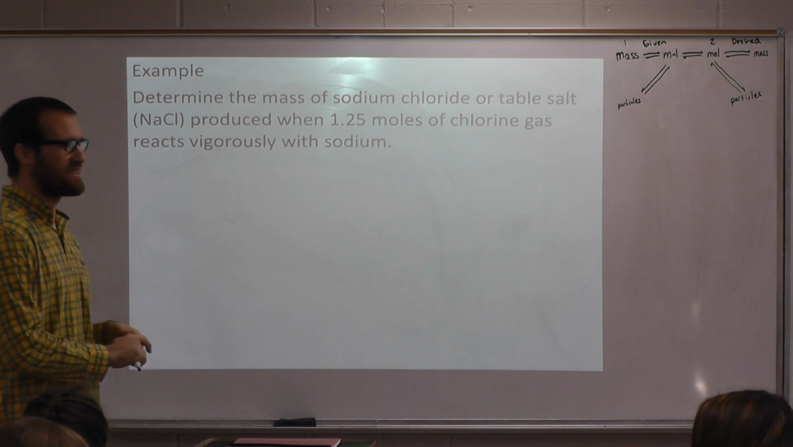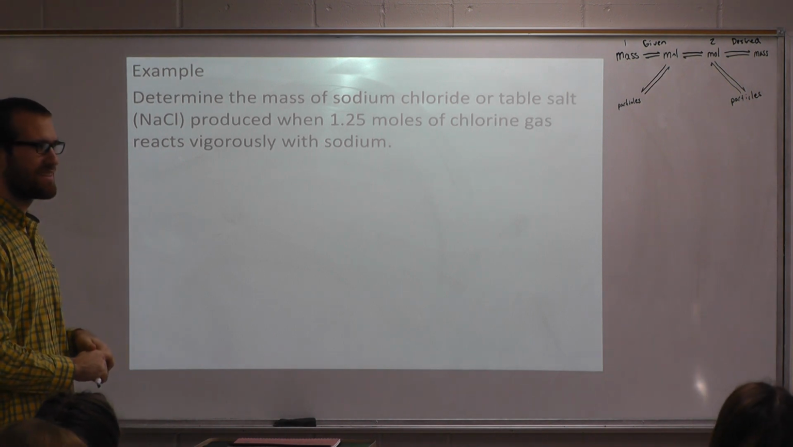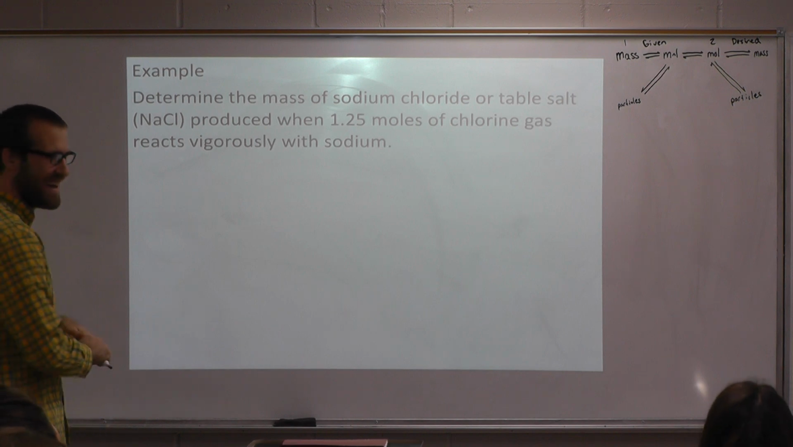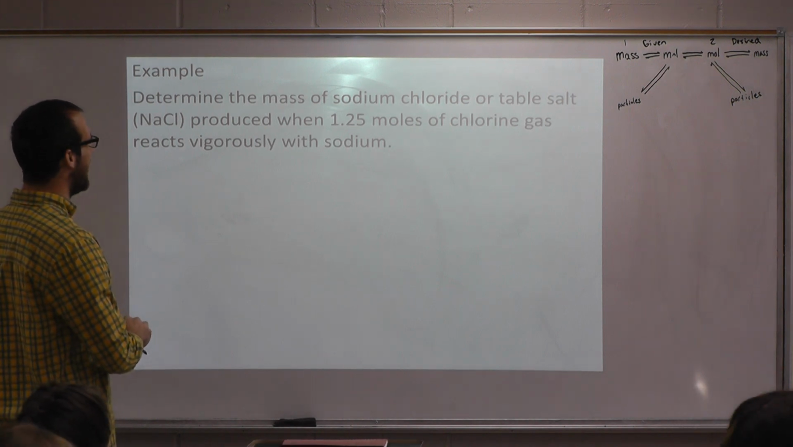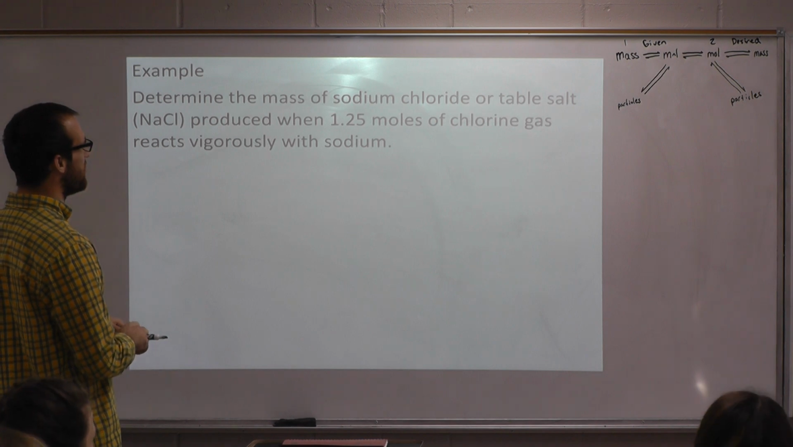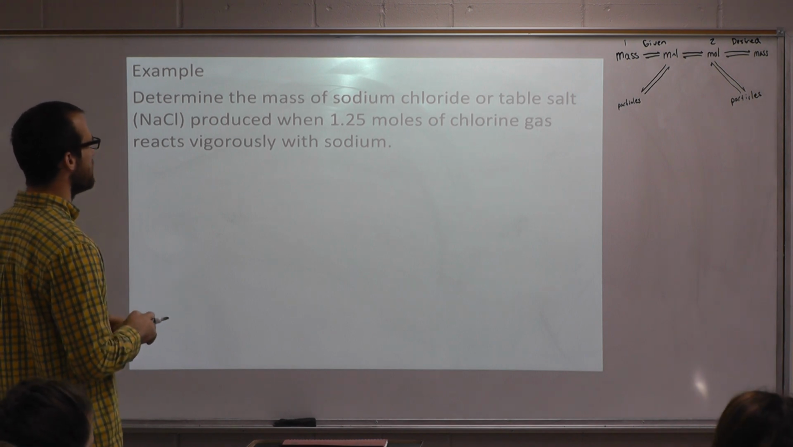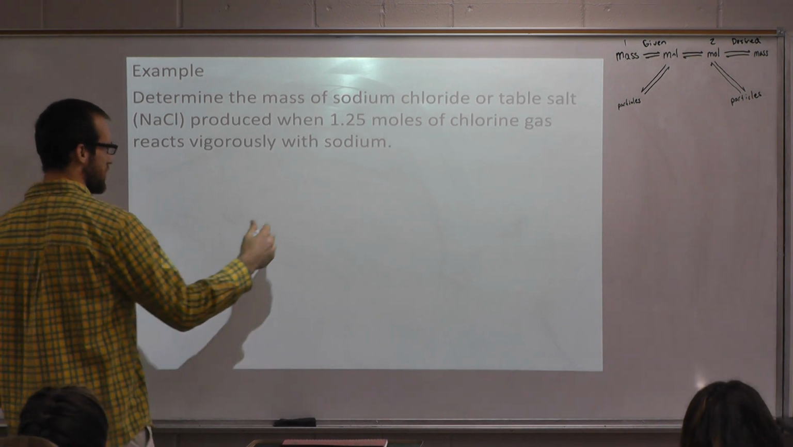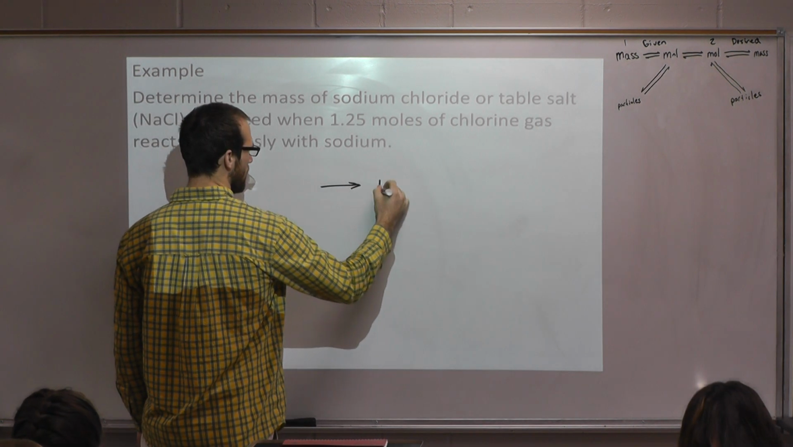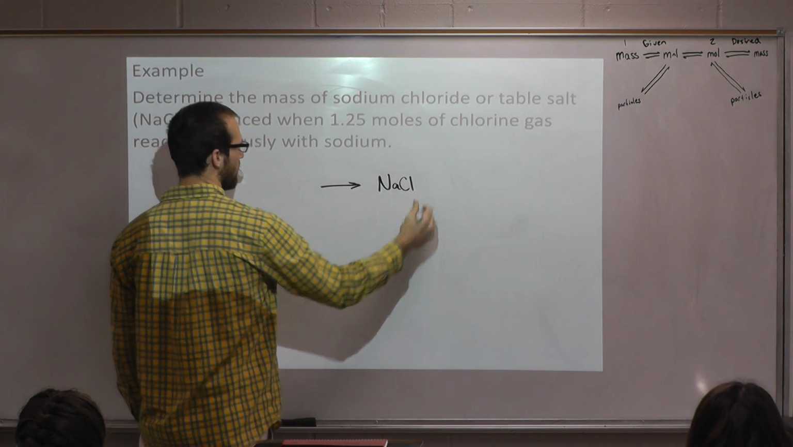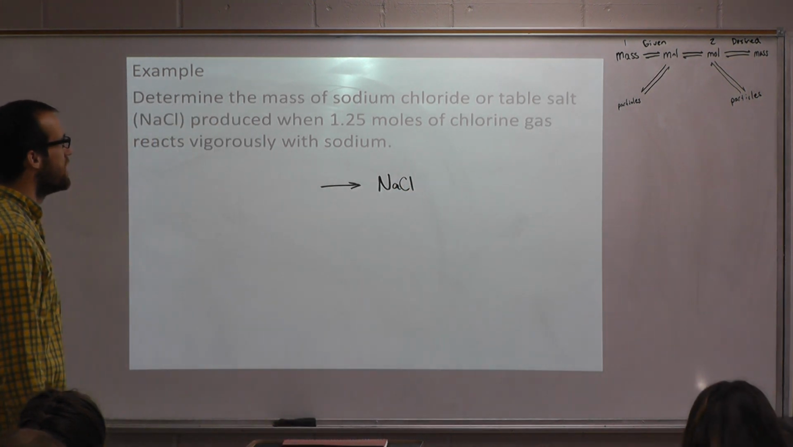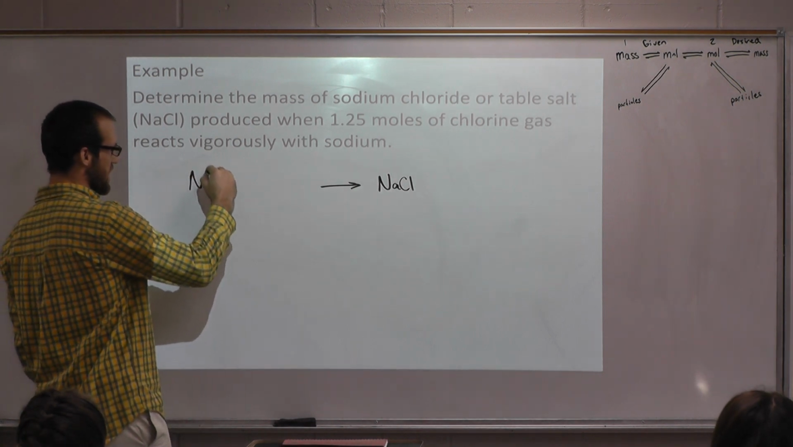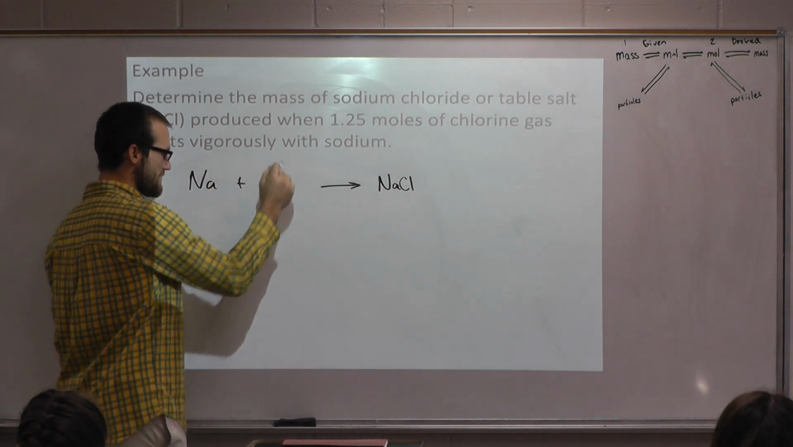Hey, guess what they didn't give us this time? The formula. Okay, so let's do this problem. This isn't too difficult. Determine the mass of sodium chloride or table salt that is produced when chlorine gas vigorously reacts with sodium. So sodium, Na, plus chlorine.